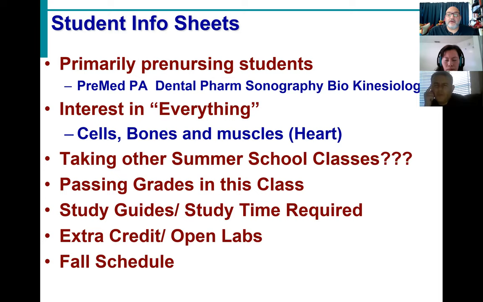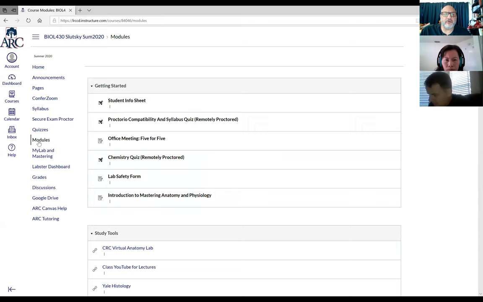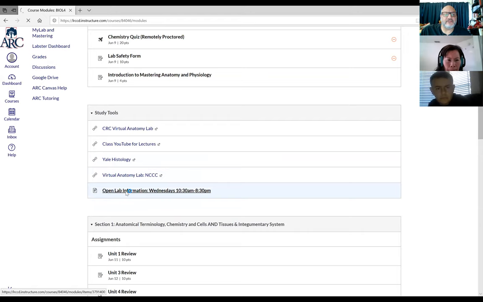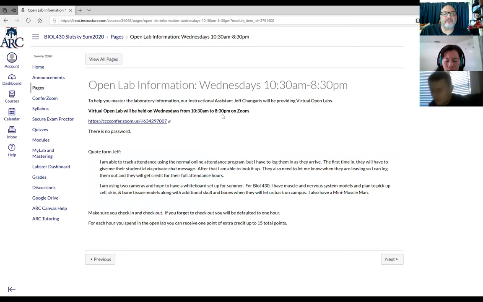How do we get there? Is it through Canvas? It's going to be Zoom, but here, I'll show you again. Discussion board, here we go. So under modules, because modules are where you're going to find most of your stuff, under study tools, here is the open lab information. So again, this is his quote. It is Wednesdays from 10:30 to 8:30, and then I actually have the link because he's got a permanent class, kind of like I have my permanent class. So you just click that link, and it takes you to the open lab. So it's right there in the modules. That's the easiest way to get to it.